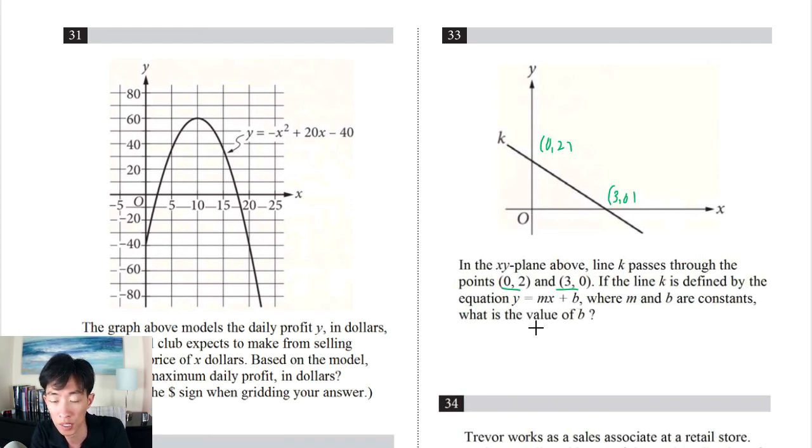All right, so this is a very easy problem, because in the equation y equals mx plus b, b is always going to be the y-intercept. And if they've given us the coordinate of this point, then this value is 2, and that's what b is. So 2 is the answer.